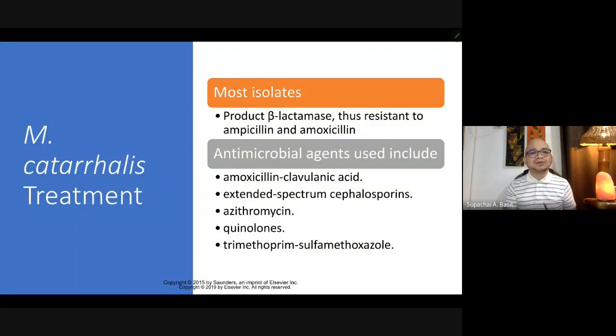So treatment, so most isolates produce beta-lactamase. So unfortunately, it is resistant to ampicillin and amoxicillin. Kaya we have to use amoxicillin clavulanic acid. Ito yung co-amoxiclav or yung Augmentin, or extended spectrum cephalosporins, azithromycin, quinolones, and the combination of trimethoprim-sulfamethoxazole. So itong drugs na to are ideal drugs for Moraxella catarrhalis.